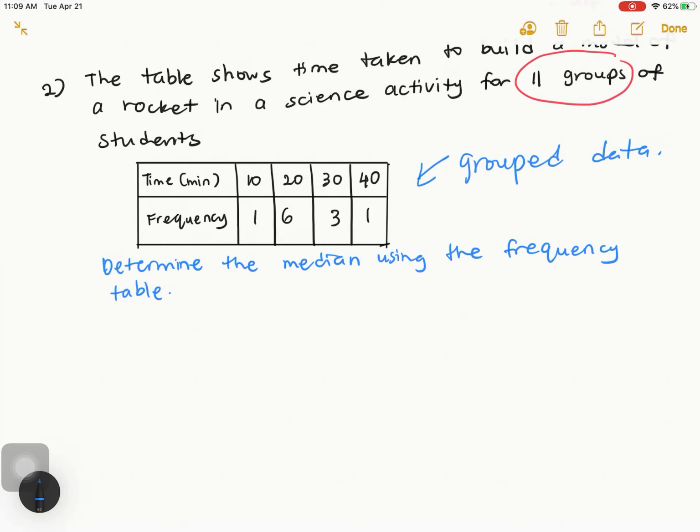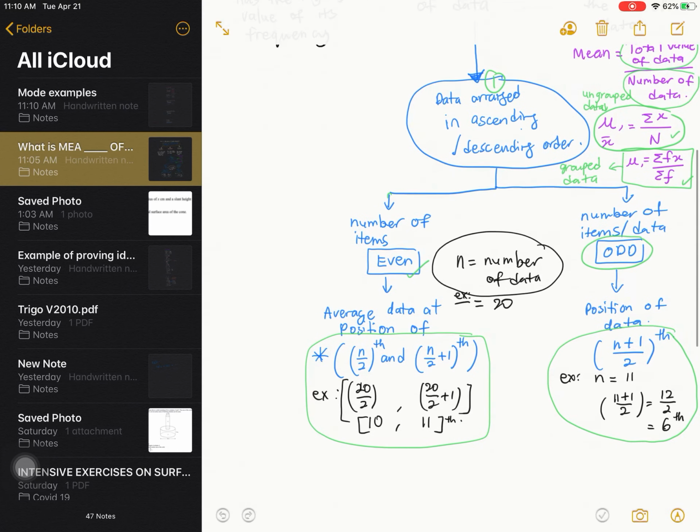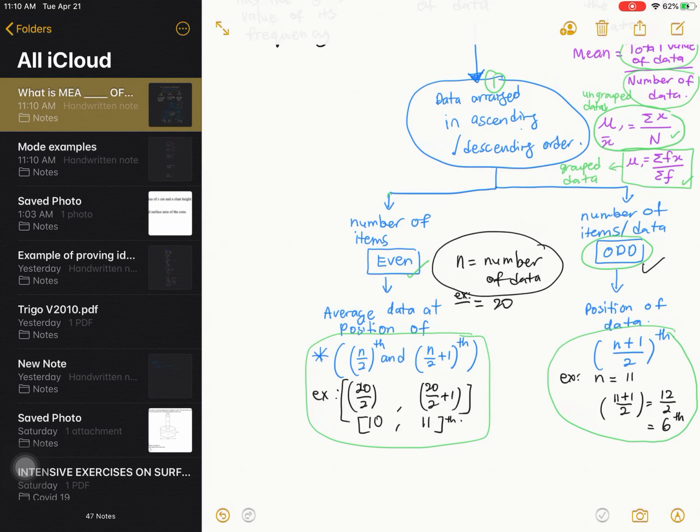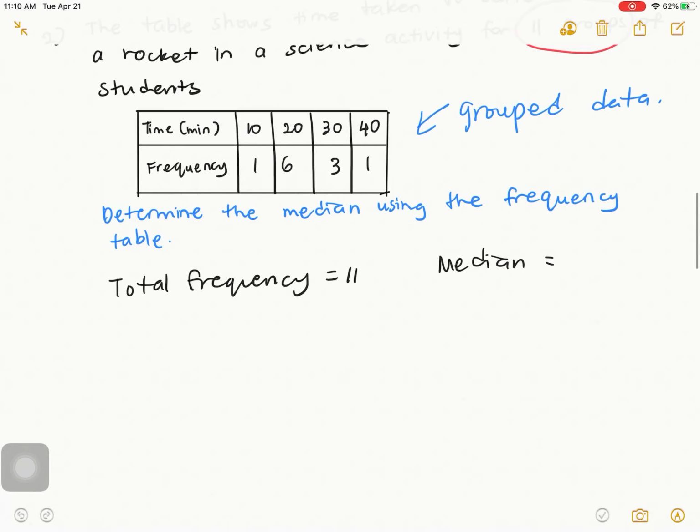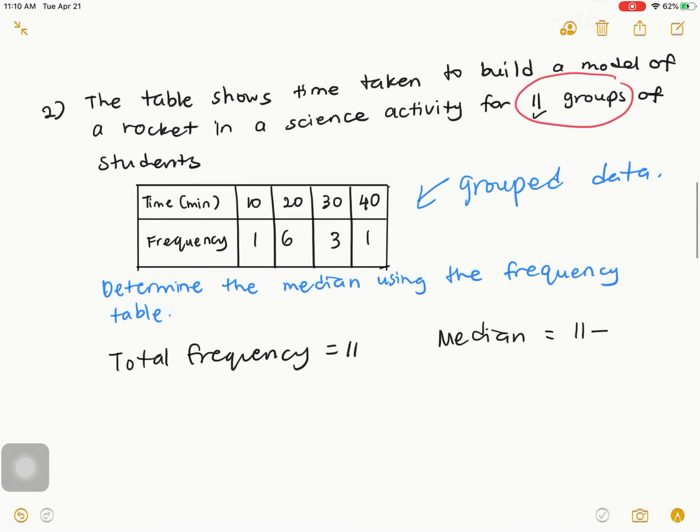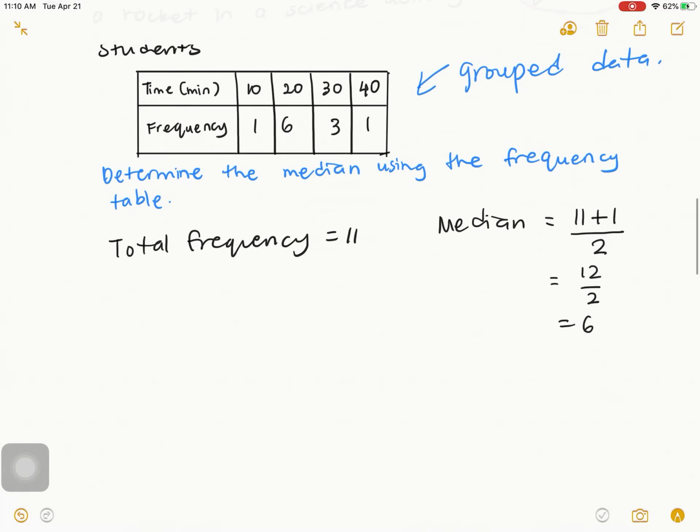Actually, finding the median of grouped data is easy. Now you know that the number of data is 11, right? So what you do is the total frequency is equal to 11. So the median must be situated, from our notes just now, because it's odd, then we have to add 1 to the data. So 11 plus 1 divided by 2. So we can say that the data is positioned at the 6th position.